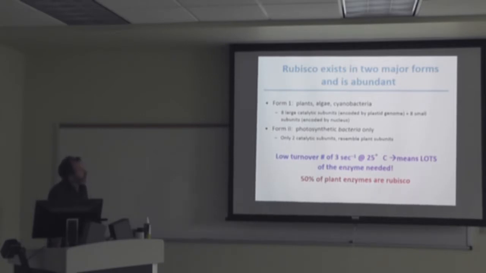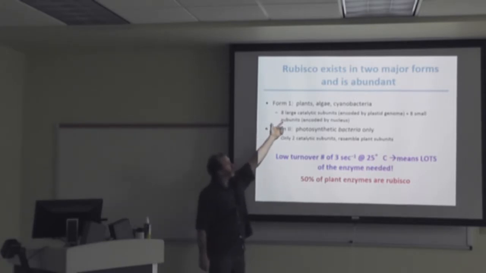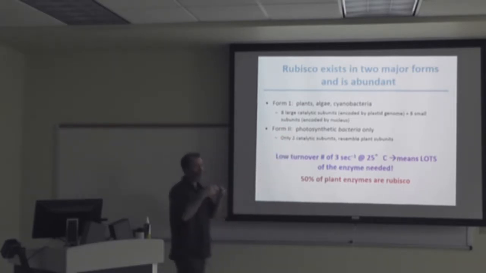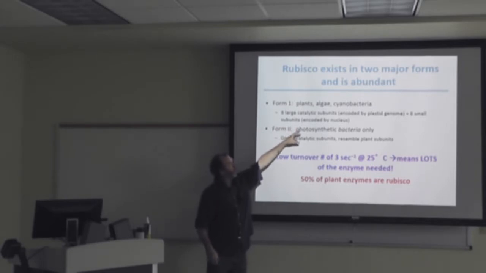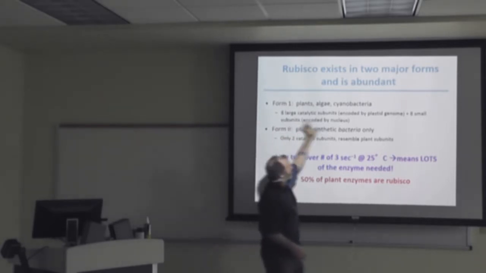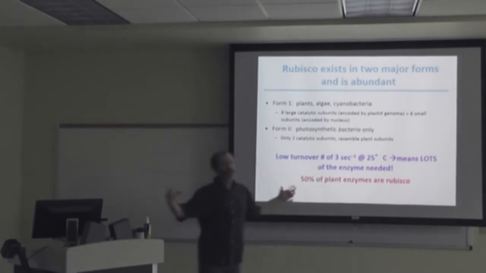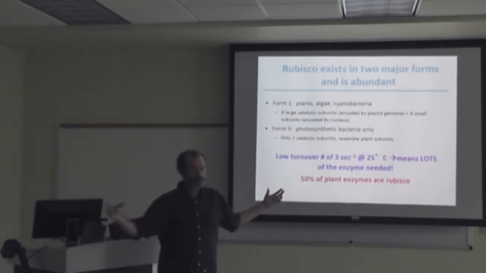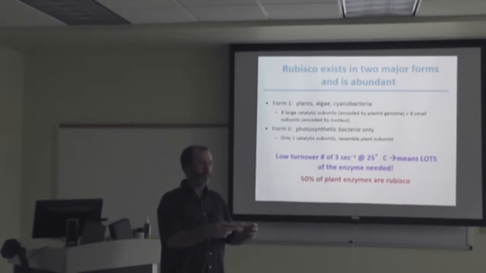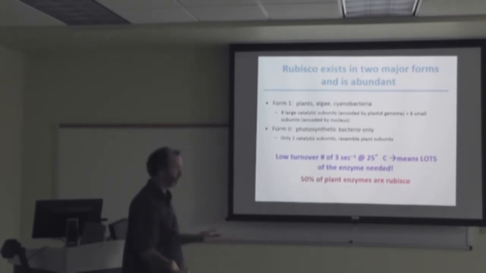Rubisco exists in 2 major forms, and it's the most abundant enzyme in nature. Form 1 we find in plants, algae, and cyanobacteria. It has 8 large catalytic subunits, encoded by the plastid genome, and 8 small subunits encoded by the nucleus. So here we're getting different subunits that come together to form the same enzyme, but they're from different genomes. One's from the plastid genome, the other's from the nuclear genome of the plant.